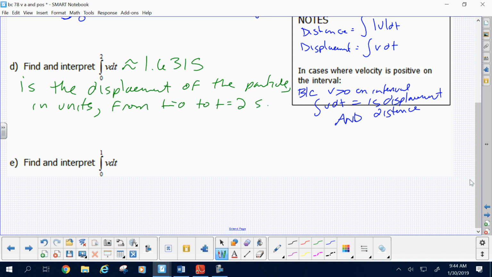What if somebody said it's the position of the particle at time 2? Why is that false? It's the change in position, but it doesn't take into account where it started. To find where it is, you'd have to take start plus change. All right. What about the last one? You might feel like it's the same question. It's not. Do the last one, please.